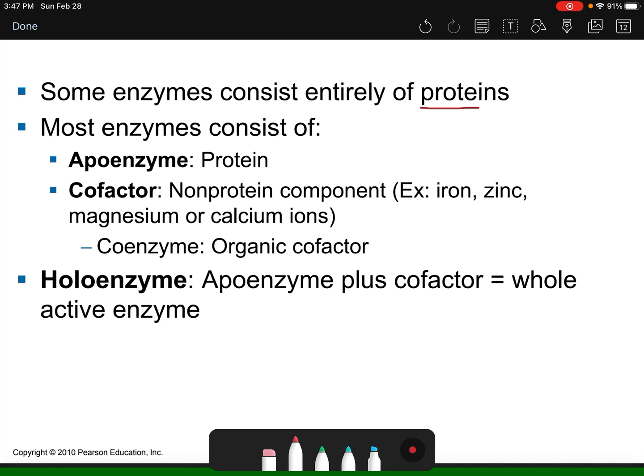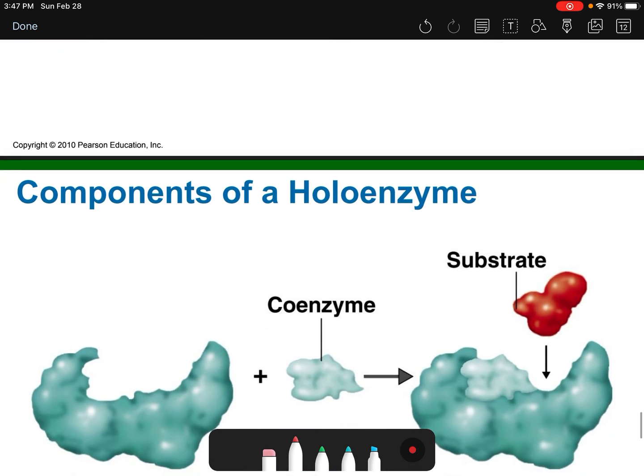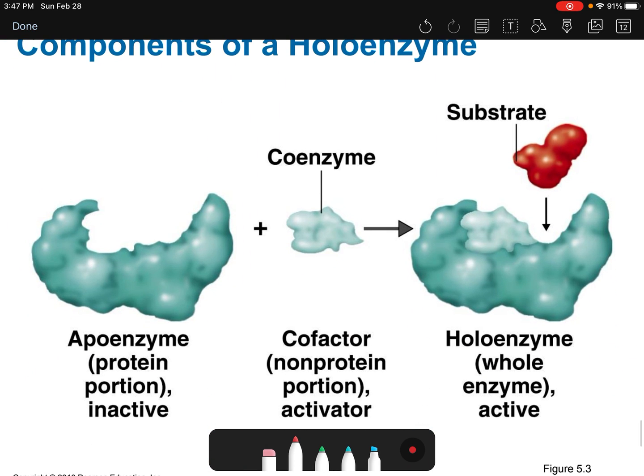Some enzymes are just entirely proteins, but most enzymes have what's called an apoenzyme, which is the protein part, and then a cofactor of some sort, which is the non-protein component. Some of this is a coenzyme, which means it's an organic cofactor. And so when we add those together, we call it a holoenzyme. It's the apoenzyme plus the cofactor, which makes up the whole active enzyme, or whole enzyme. So here's the apoenzyme, but then once you add the coenzyme to it here, it kind of rounds out the rest of the active site here for that substrate to attach to.